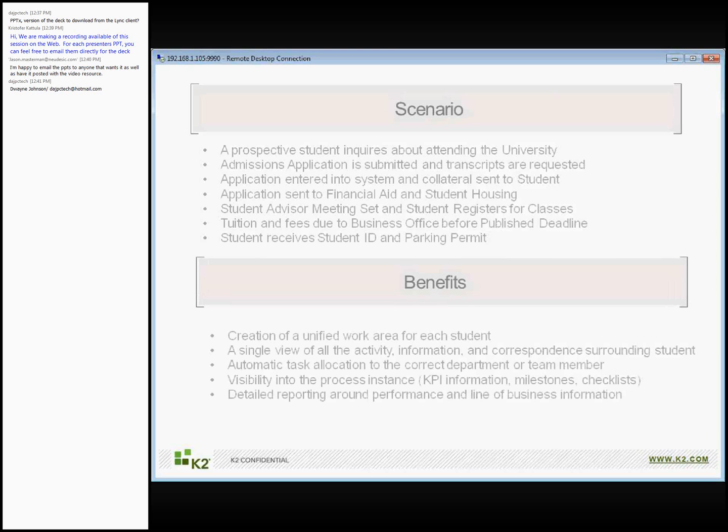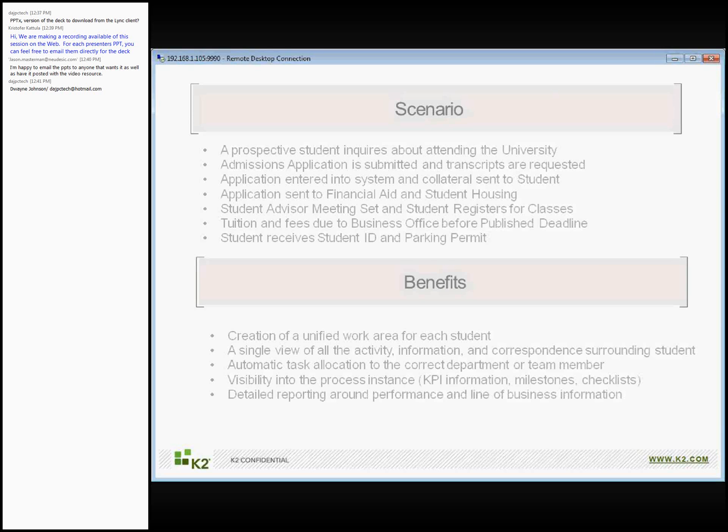Now, the benefits that I'm going to show you from the K2 perspective is the creation of a unified work area for each student. So we go to that one unified work area, that placeholder that has all transcripts, the GPA, any scheduling, any comments, so that each user, regardless of what process they were involved in, can see in a single view all activity, information, and correspondence surrounding that student. Automatic task allocation, allocated to the correct department or team member, depending on the different policies or rules that have been set in place.